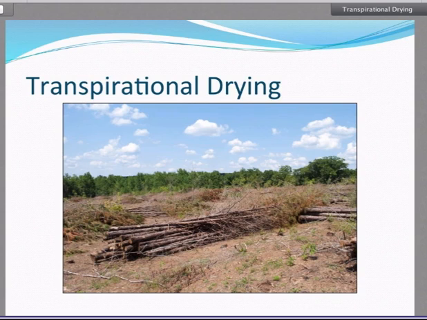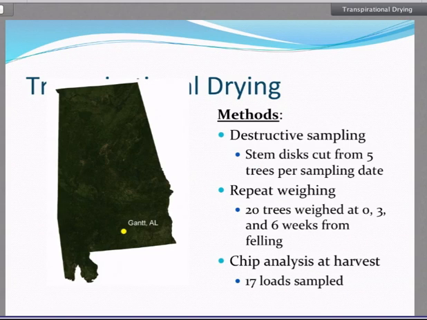On a little DOE project down here, the Forest Service completed some transpirational drying study. It was on a site down in South Alabama, about a 12 to 14-year-old stand. I'm not sure of the date of that, but what they did was they cut material. It was felled and laid down on the ground. They set aside 20 trees and weighed them at 0, 3, and 6 weeks. They cut some discs from various trees, a destructive sample, to get the moisture content. They also did a final chipper analysis at harvest by sampling from the material that was on the ground. They sampled 17 different loads.